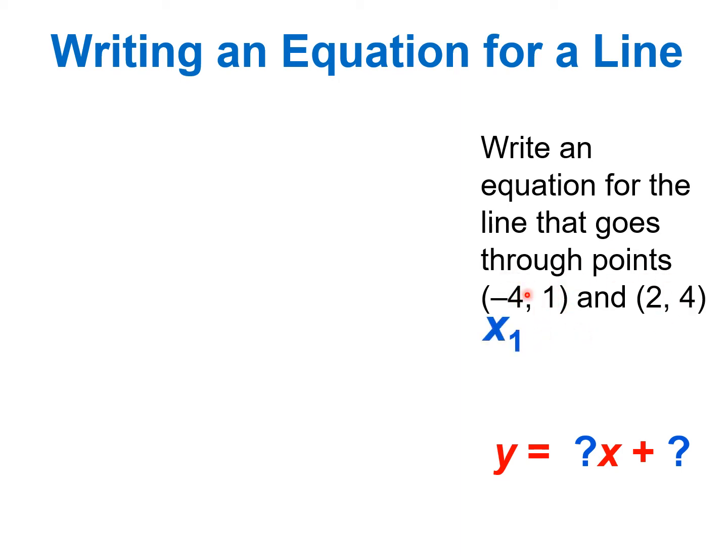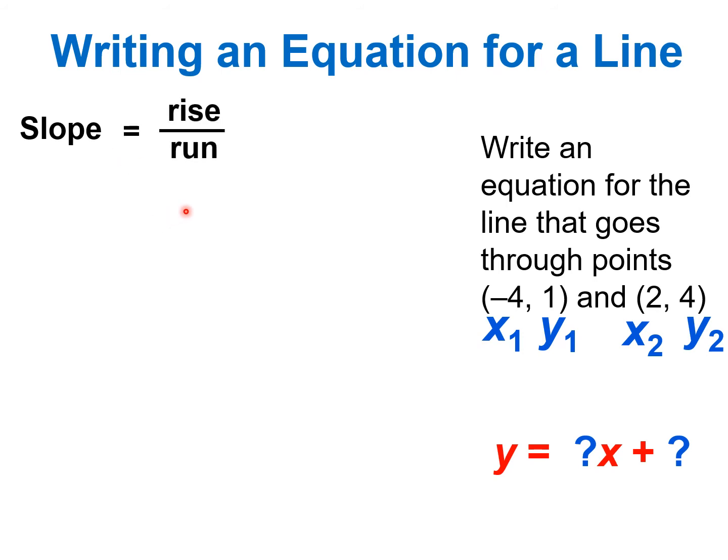So we're going to label this one x1 and y1. And we'll label this one x2 and y2, just so we know the difference between the x's and the y's. But just remember, this number's your x, this number's your y, this number's your x, this number's your y. All right? But now let's find the slope.